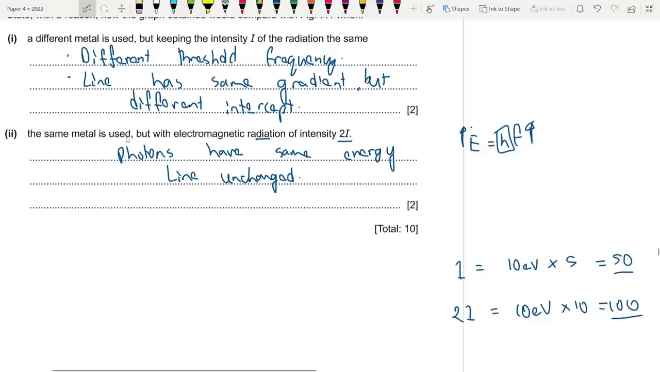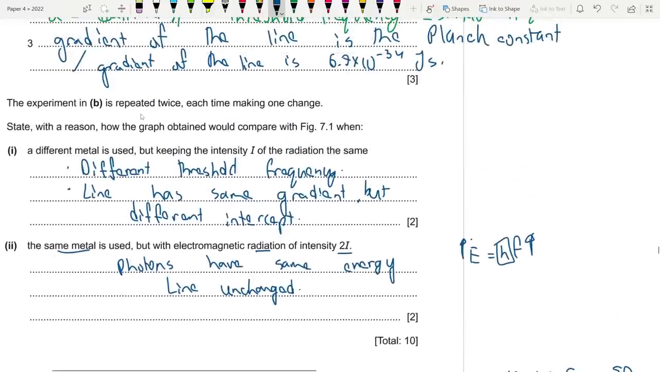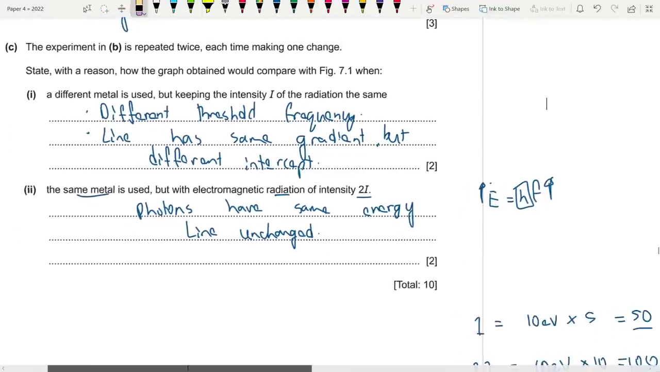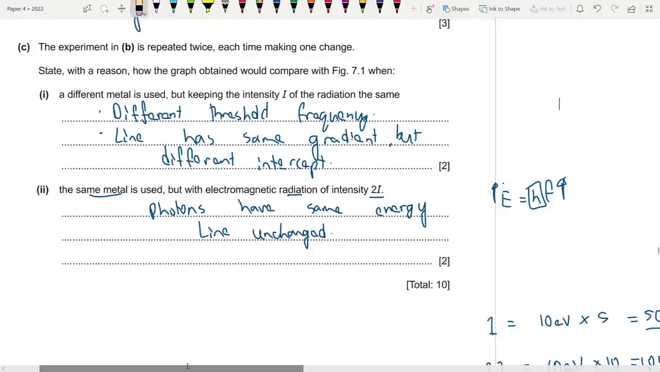The main thing was we used the same metal, so the intercepts wouldn't change, the threshold frequency. Since we use the same metal, this phi and this f don't change. If that doesn't change, your line will be passing through the same 2 points, so it will be an unchanged line with the same gradient. So the line remains unchanged. Why? Because we're using the same metal, it has the same threshold frequency, so photons would need the same energy to emit electrons from the surface of the metal.